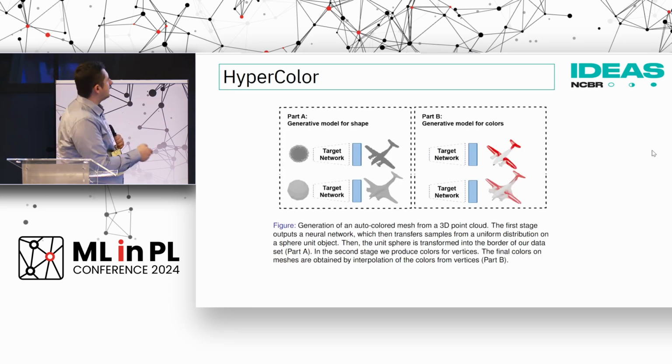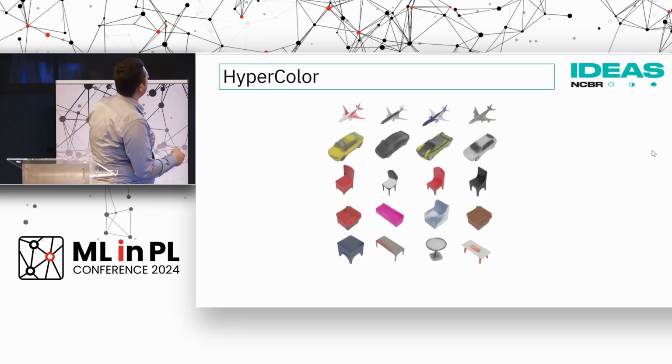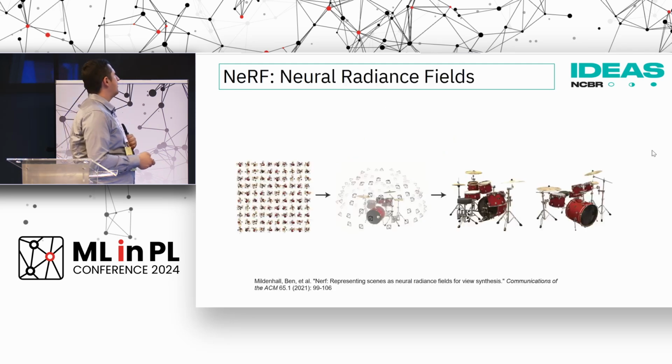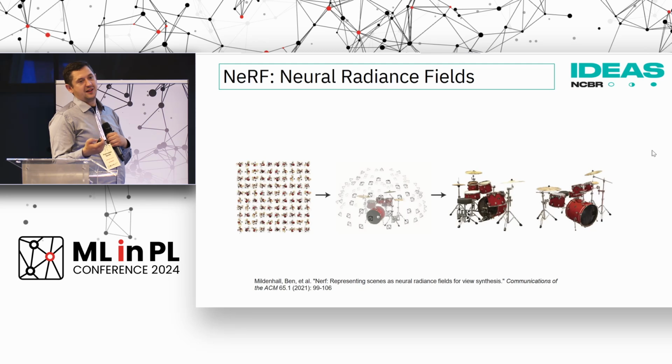Yeah, of course we need the meshes, and we can use the same trick as before. We transform the uniform sphere by the target network, and after that by the second target network, then we obtain the mesh with colors. And you know, it's quite nice. And a few years ago, it was a SOTA solution. Yeah, we are able to produce this kind of object. But everything changed when NeRF was invented.